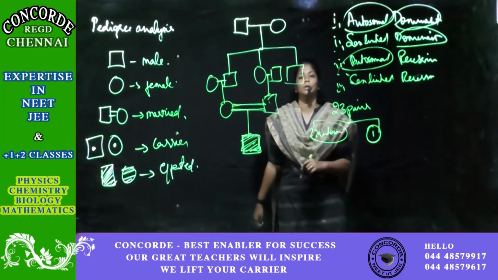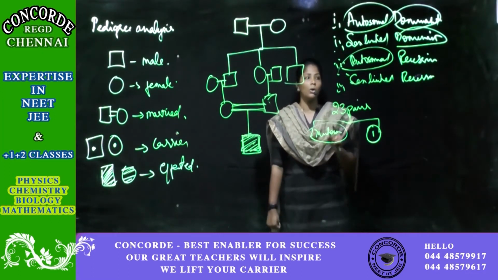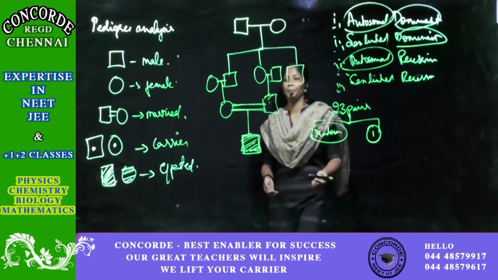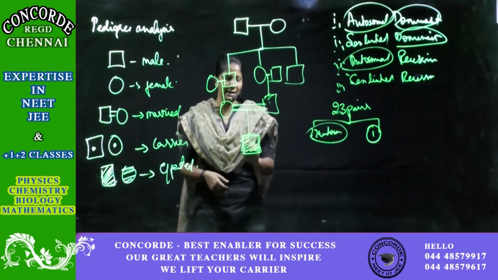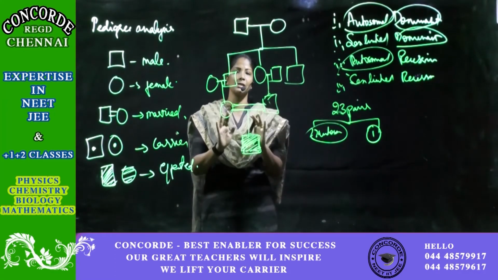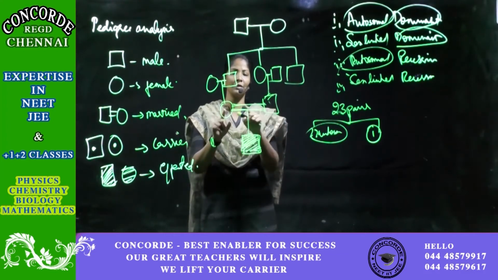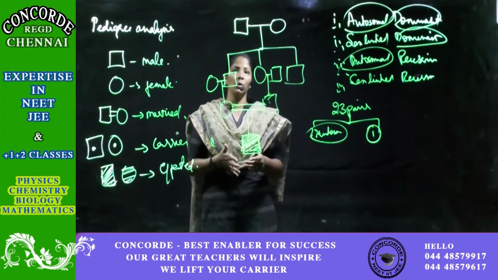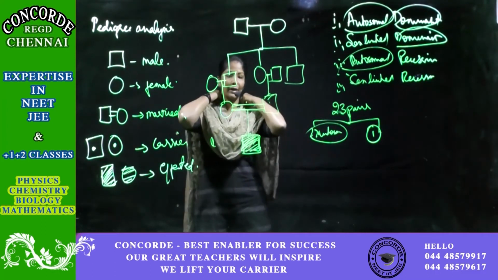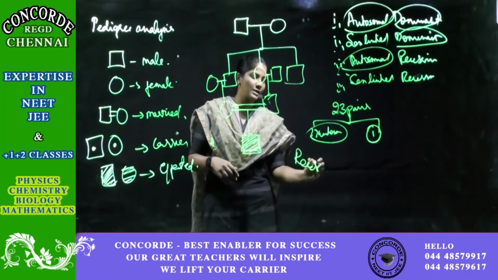And one more thing, dominant disease will not have carriers. Only the recessive disease will have the carriers. So for example, if this person is affected and these two are not affected, that means it is a recessive disease, correct? If it is a dominant disease, any of the parents should be affected, but no. So parents are fine, only the children are affected. That means it is a recessive disease.